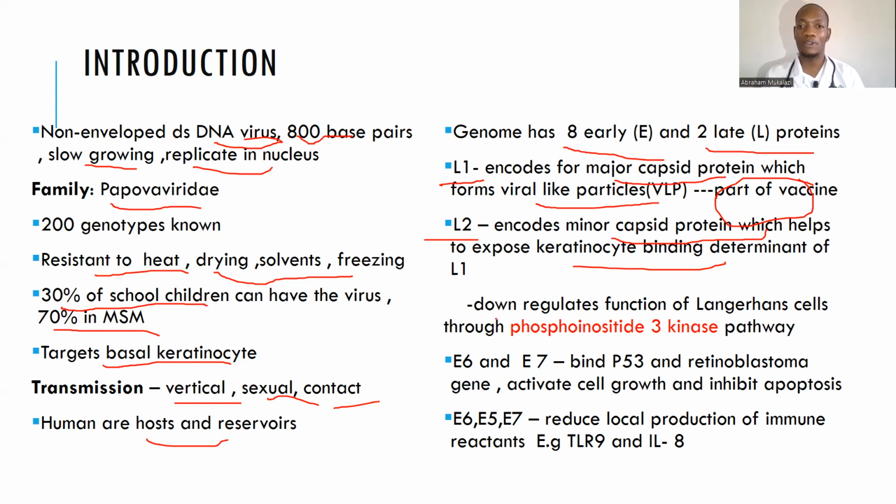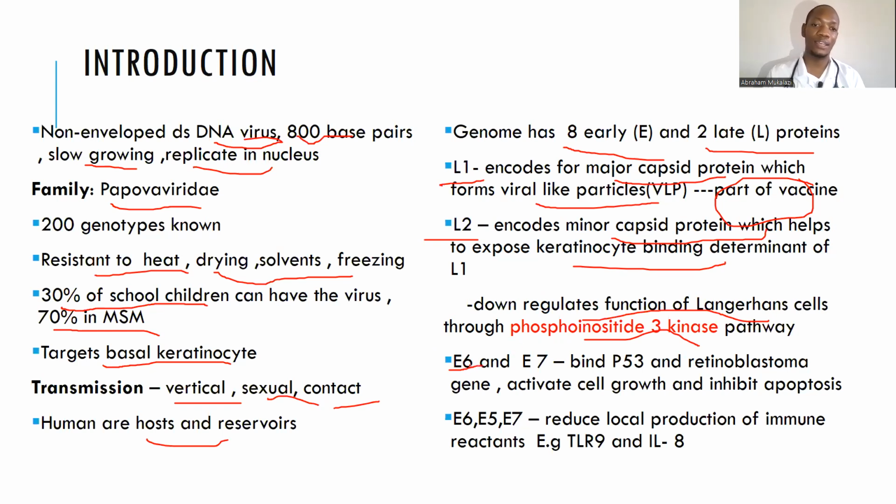This helps to expose the keratinocyte binding site of L1 when the virus is binding to the basal keratinocytes. What you have to note is that this virus, upon infection, is able to downregulate the function of the Langerhans cells within the epidermis through the phosphoinositide 3-kinase pathway. When this happens, you are not able to do what we call antigen presentation. So the virus infects you without your body actually responding.